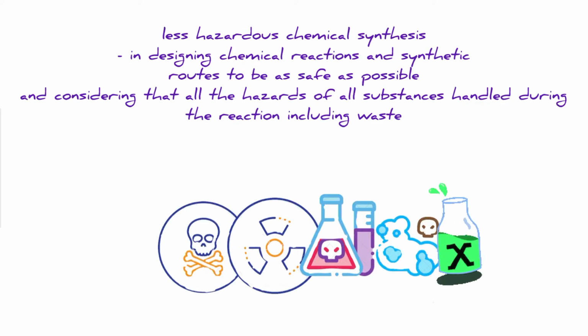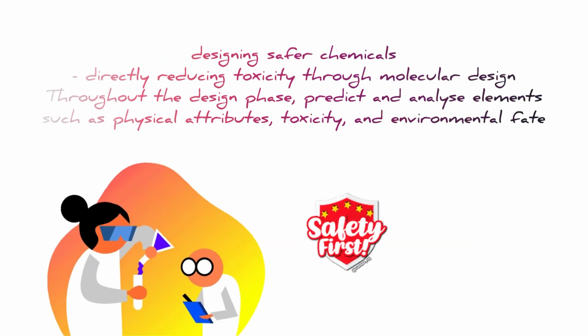The third principle is less hazardous chemical synthesis. This principle involves designing chemical reactions and synthetic routes to be as safe as possible, considering the hazards of all substances handled during the reaction. The fourth principle stands for designing safer chemicals. This principle focuses on directly reducing toxicity through molecular design. Throughout the design phase, predict and analyze elements such as physical attributes, toxicity, and environmental fate.